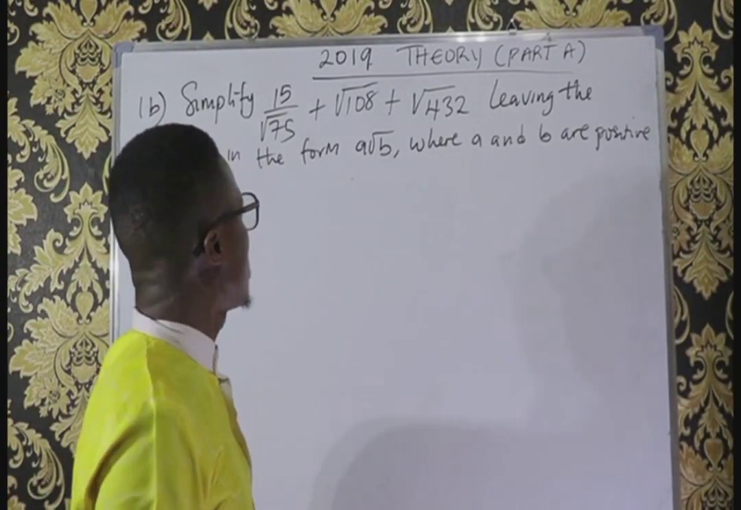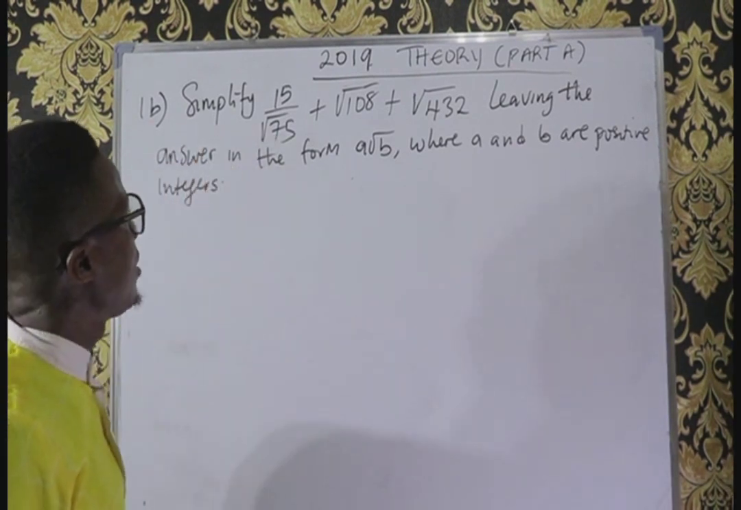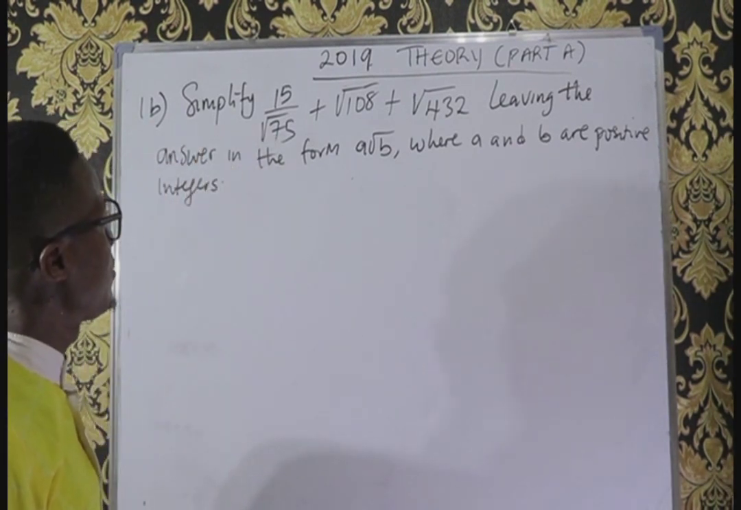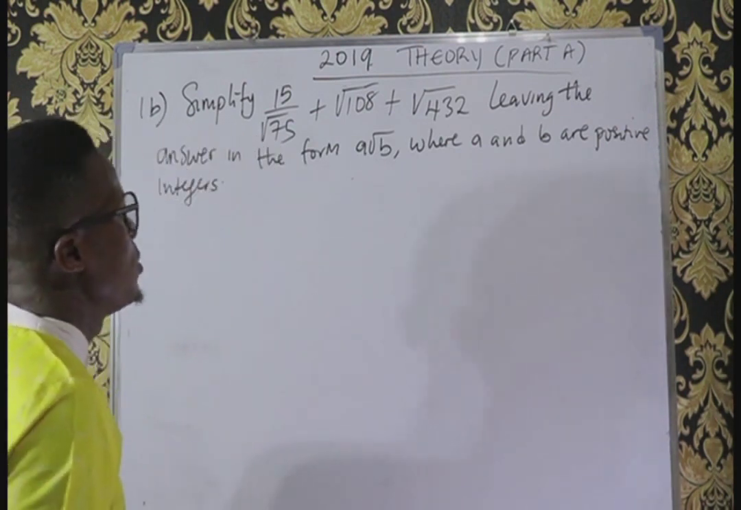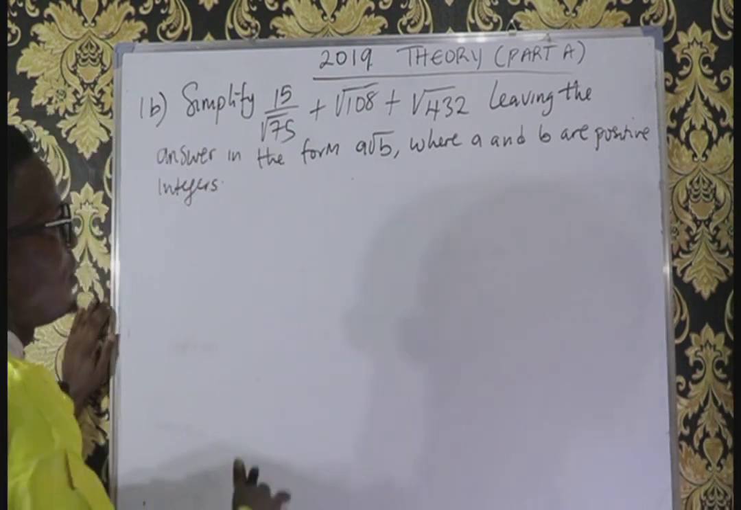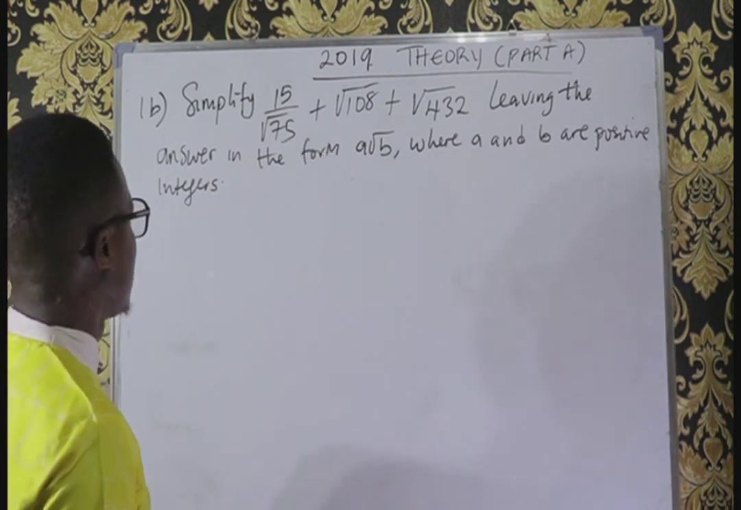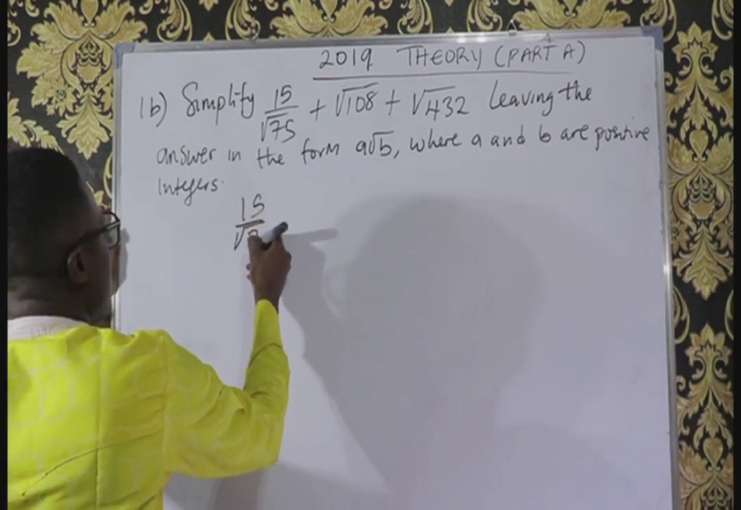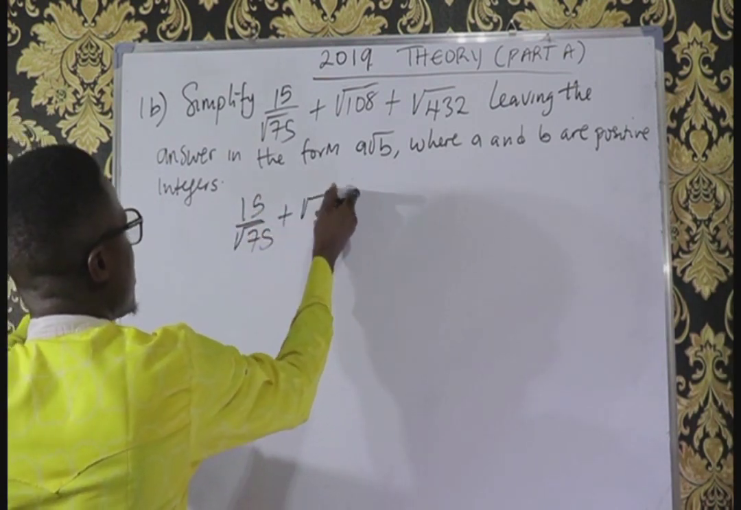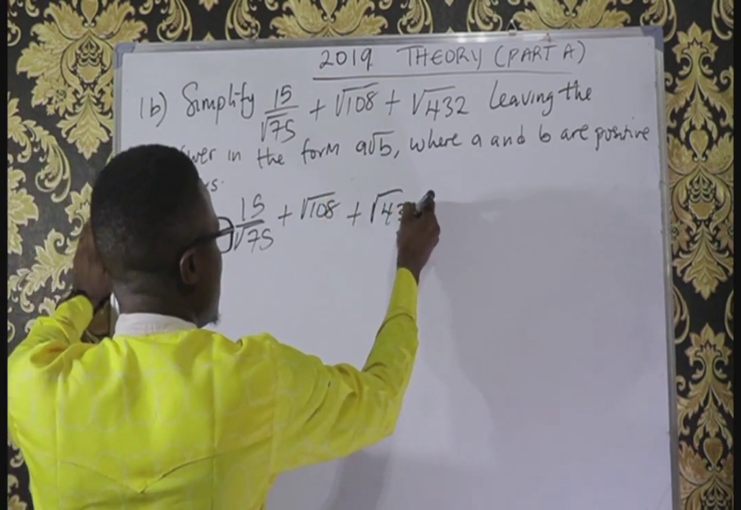In question number 1b, we are asked to simplify 15 over square root of 75 plus square root of 108 plus square root of 432, leaving the answer in the form a root b, where a and b are positive integers. So we have 15 over root 75 plus root 108 plus root 432.